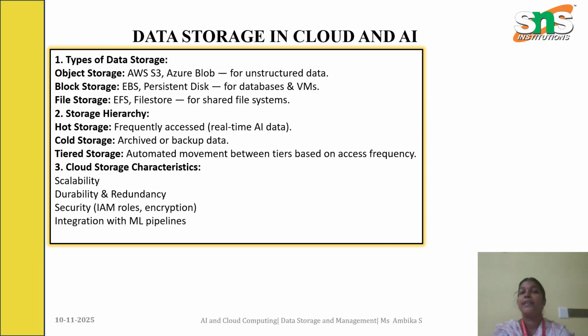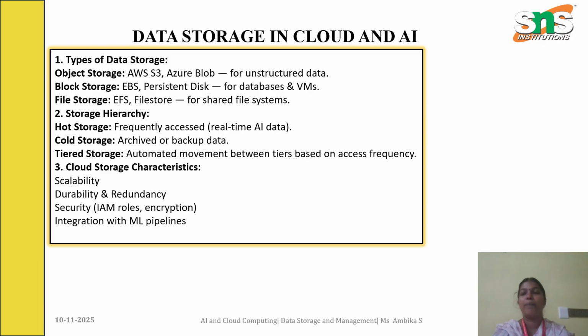Next, let us see some data storage in the cloud and AI. There are types of data storage like object storage, block storage, and file storage. Object storage is storing data in the form of objects, which include metadata. Metadata is nothing but data about the data, describing the data's characteristics or properties. Next, block storage stores data in fixed size blocks. Next comes file storage. The data is stored in a hierarchical format and can be shared among systems.